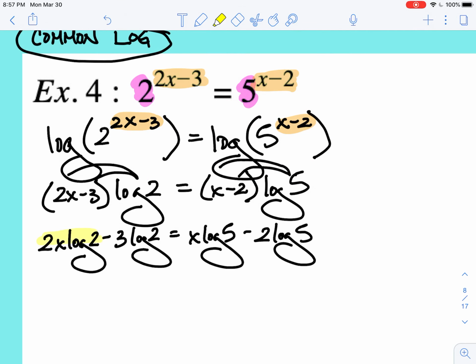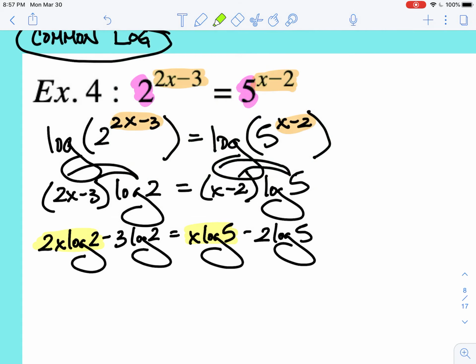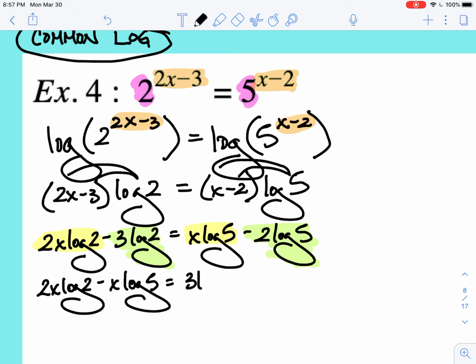And again, I notice that I've got some terms, in fact 2 of them, that have an x, so I'm going to move them to one side. And I have 2 terms that don't have an x, and so I'm going to move those to the same side. So on the left-hand side, I'm going to get 2x log 2 minus x log 5, and that's going to equal 3 log 2 minus 2 log 5.